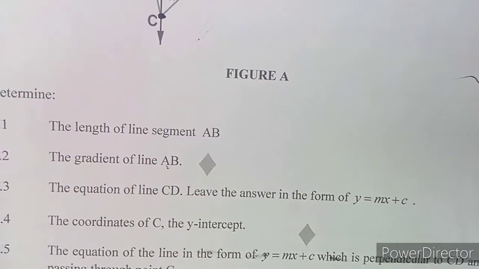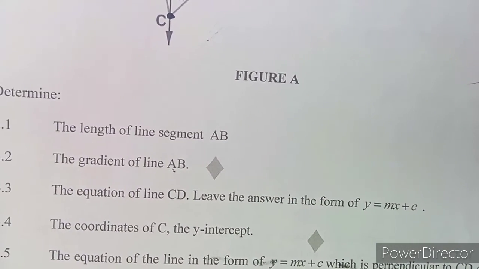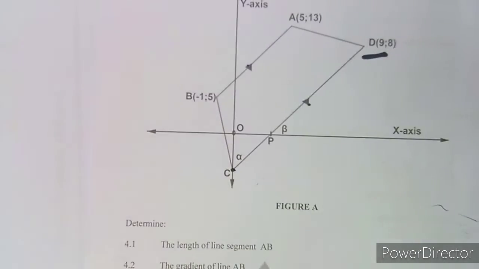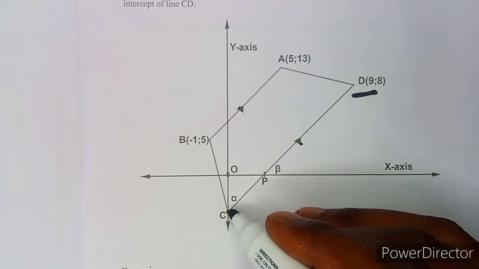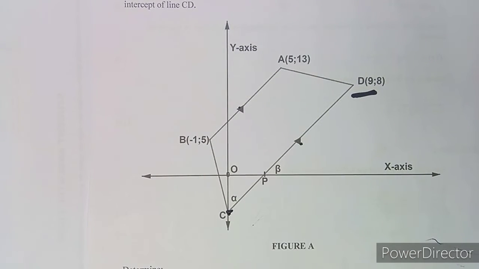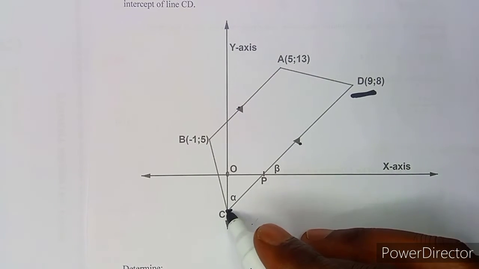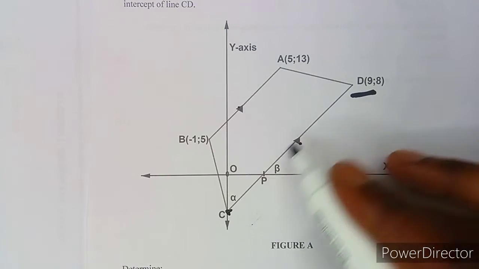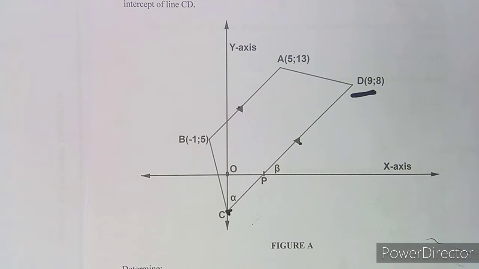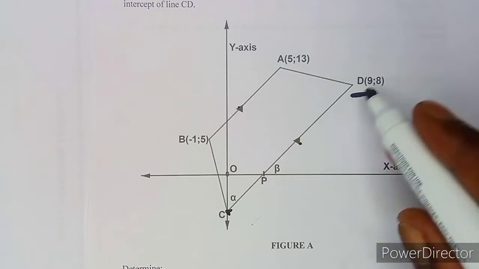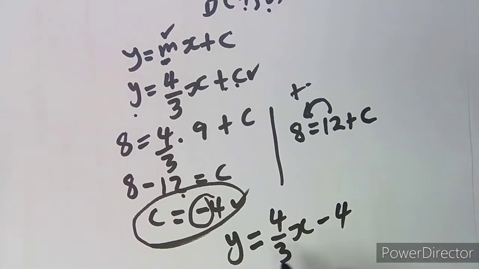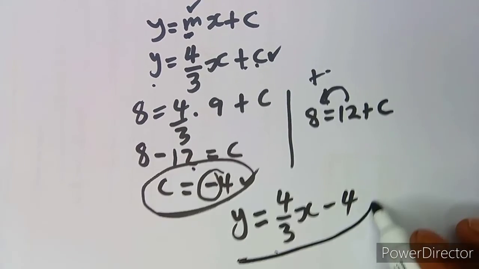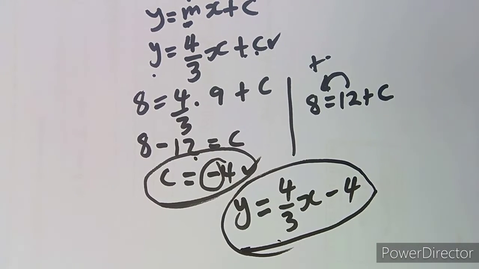Okay, then the coordinates of C, the y-intercept. Now we need to find the coordinates of C, which is this point C, the y-intercept. So take note, C is the y-intercept of both lines, the line ACD and the line CB. So you can take advantage of the equation that we have found, in this case. This equation is the equation for the line CD.